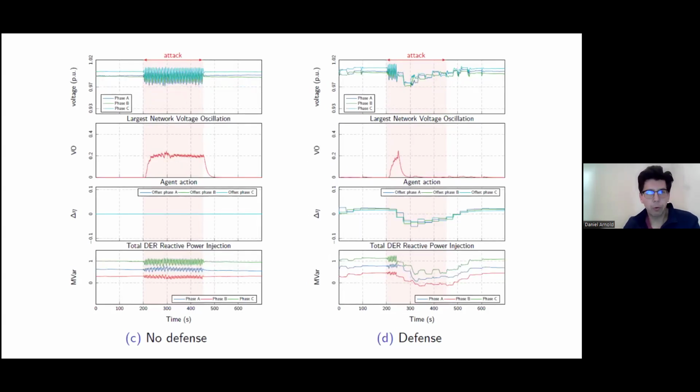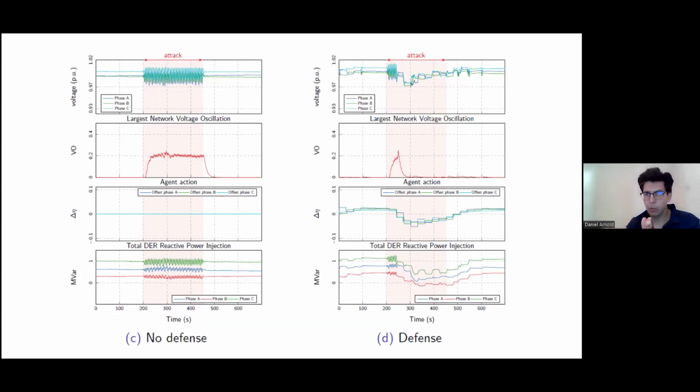The same story for the voltage oscillation attack. On the left is the no defense case. In the shaded region, the adversary creates an attack. The feedback interconnection is destabilized. Those oscillations have a certain energy, which is plotted in the second subplot. And then our controllers aren't doing anything.